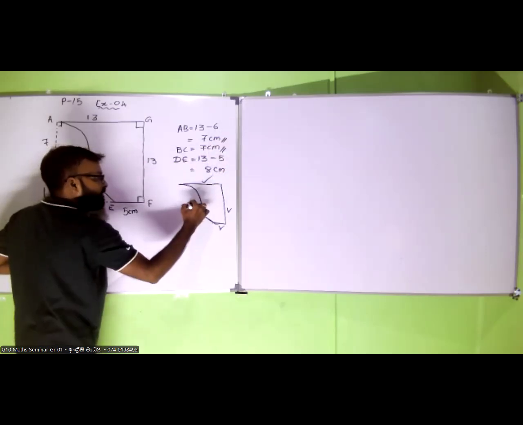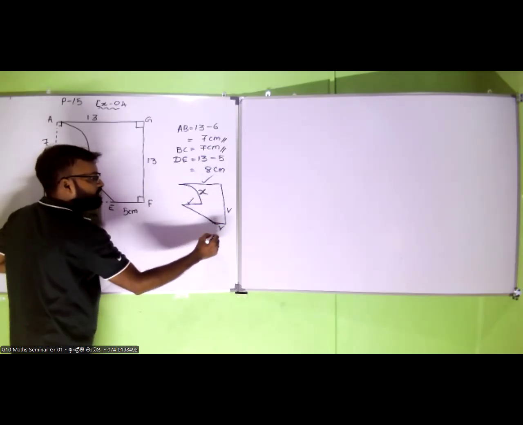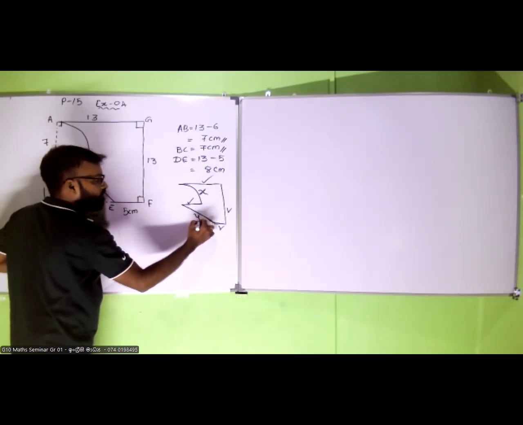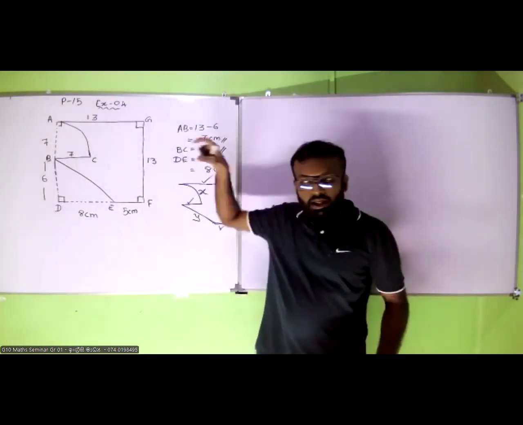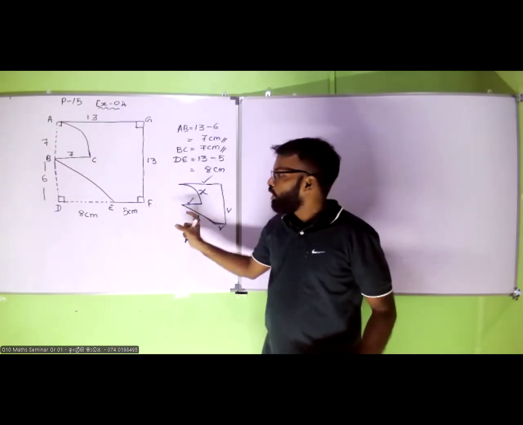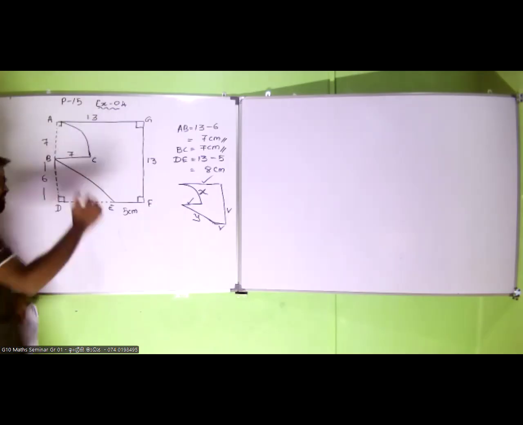Now you have found this one as well. Only we have to find this. I will call this X and this Y. Only you have to find two lengths, right? Like we did last time. So first of all, you can find this arc length AC.